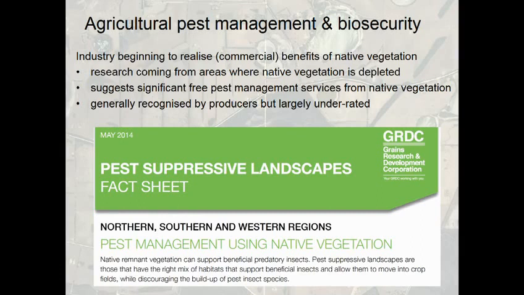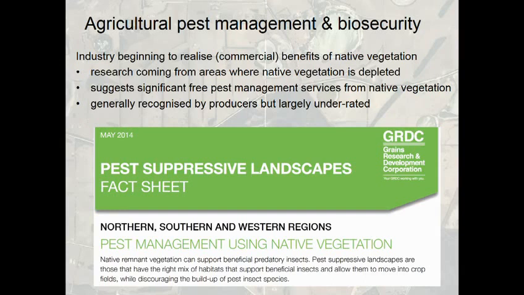And that's a big problem for ecosystem services in general, that you really find it hard to quantify them until you haven't got them anymore and you have issues to deal with. But it does suggest that there is significant free pest management services when you have the vegetation there already, even if we can't quantify it. And this is generally recognised, as I said, by primary producers, but largely underrated.